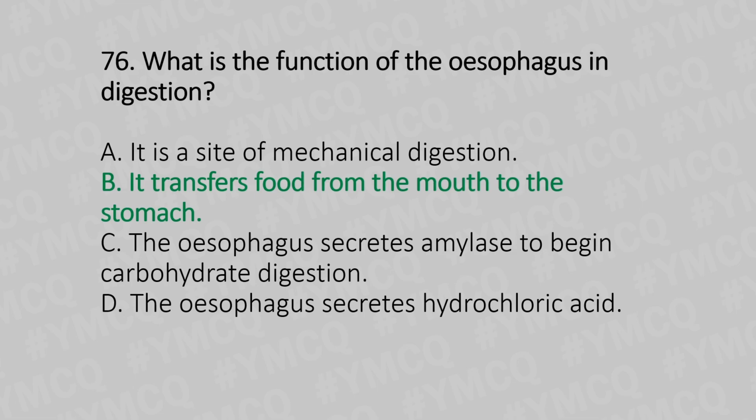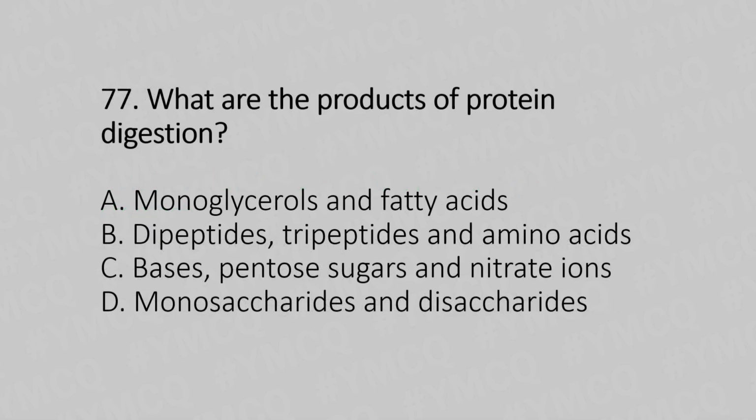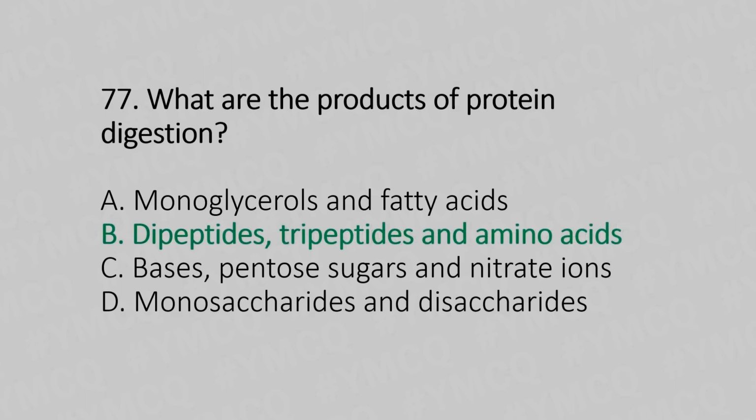Now let's move to question number 77. What are the products of protein digestion? Option A. Monoglycerol and fatty acids. Option B. Dipeptide, tripeptide and amino acids. Option C. Bases, pentose sugar and nitrate ions. Option D. Monosaccharide and disaccharide. And the answer is Option B. Dipeptide, tripeptide and amino acids.